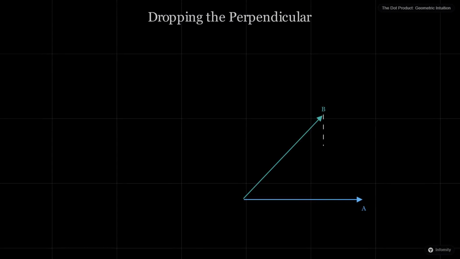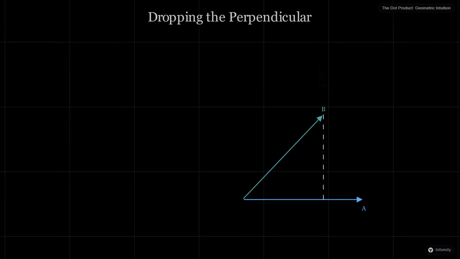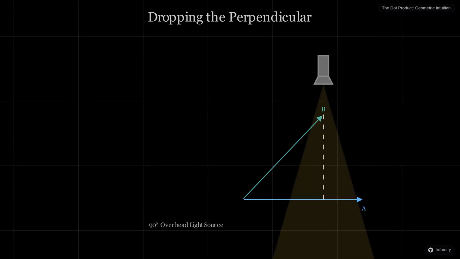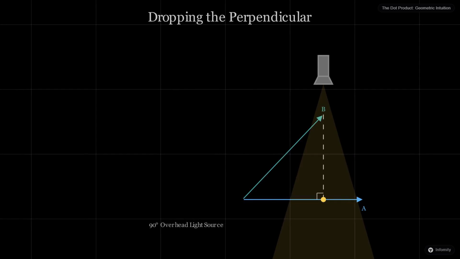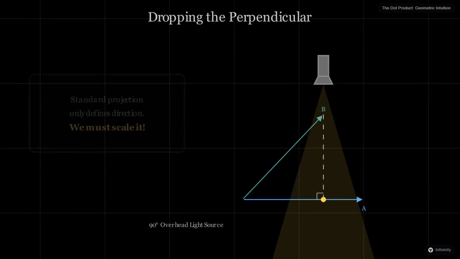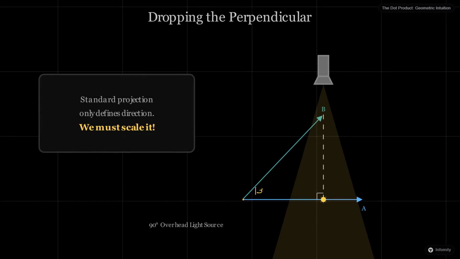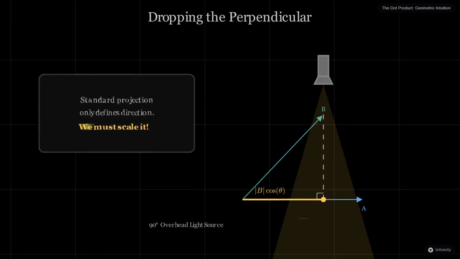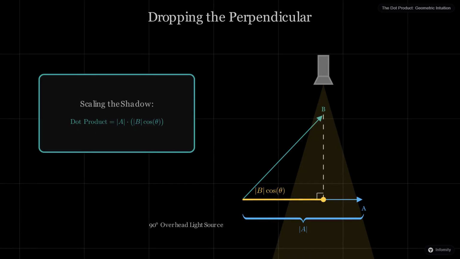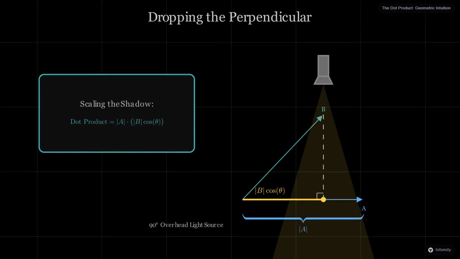Watch closely as we animate a dashed perpendicular line falling from vector B. This line acts like a beam of light hitting at 90 degrees. Where this line meets vector A defines the projection's boundary. Most explanations stop here. We are not going to, because we must scale it. We label this length as B times the cosine of the angle. Multiplying this length by A's magnitude yields the dot product. This scales the shadow, combining both vector strengths.